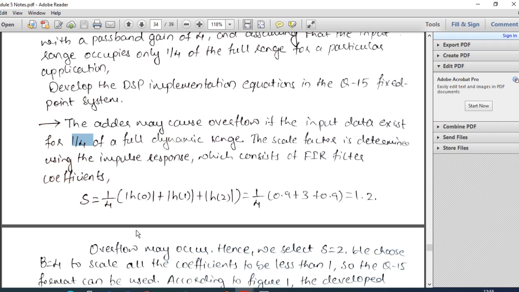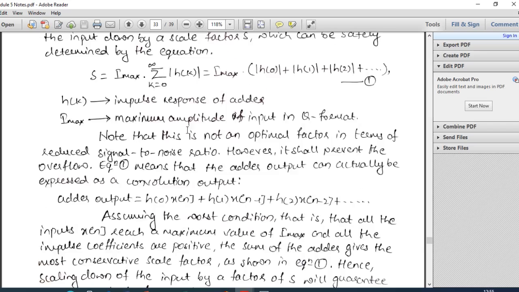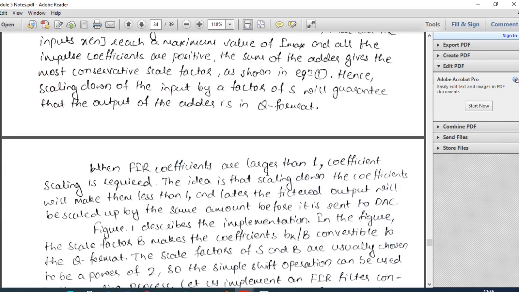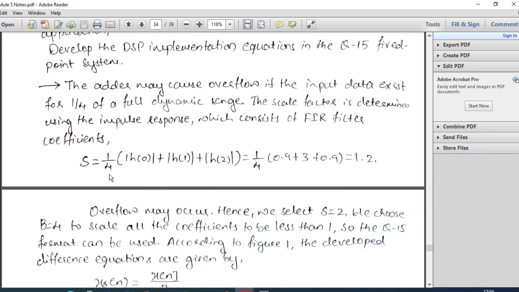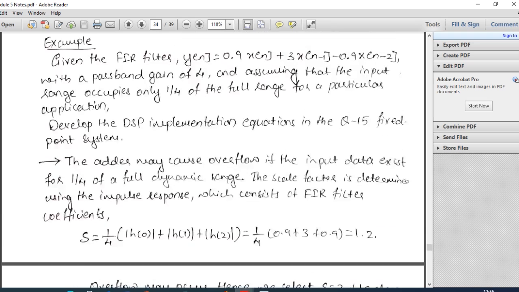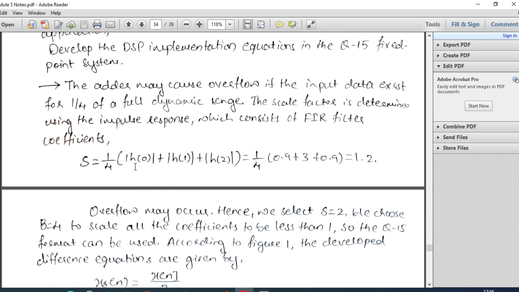You know the scaling factor formula, which is given like this. I am going to substitute in this to get the scaling factor. Imax is 1 by 4. The n value ranges from 0 to 2, so we write h of 0, h of 1 and h of 2. h of 0, 1 and 2 are the coefficients. We have taken them as 0.9, 3 and 0.9.